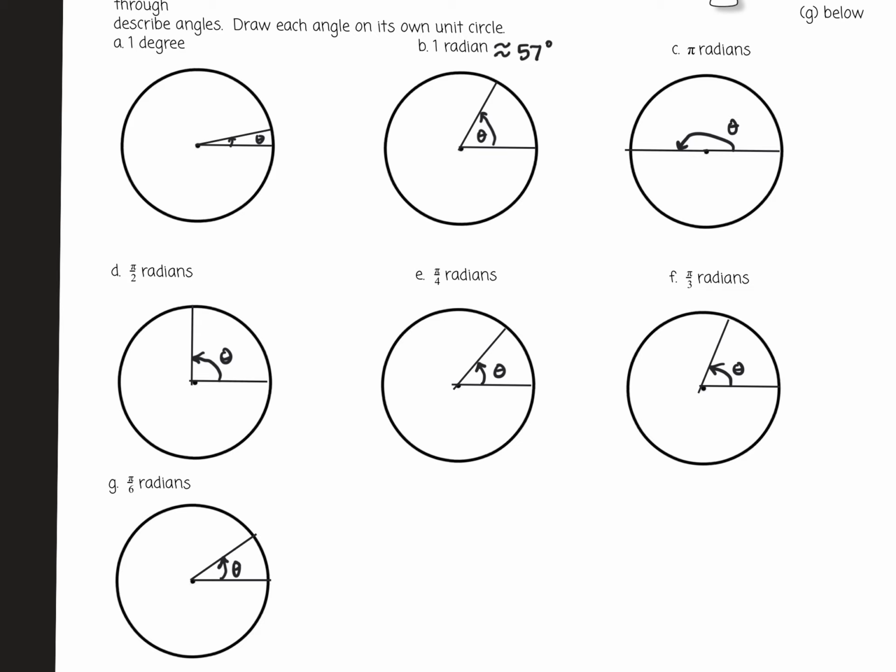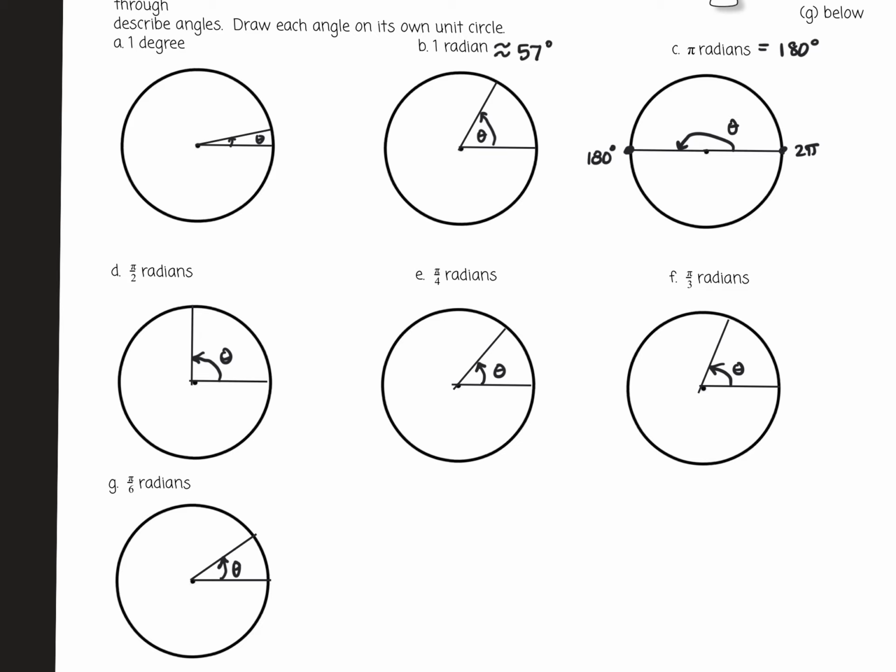Pi radians, we know the whole rotation ends up being 2 pi, so pi is going to be a half of a rotation, which actually ends up being 180 degrees. So pi radians is also 180 degrees.